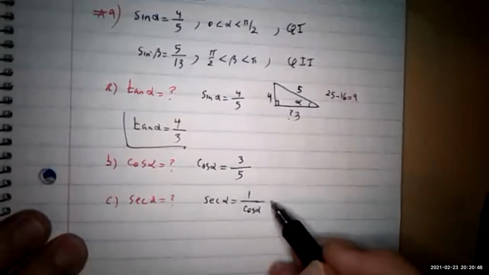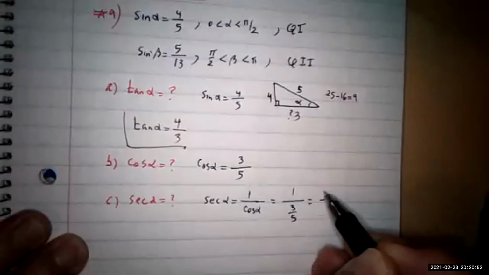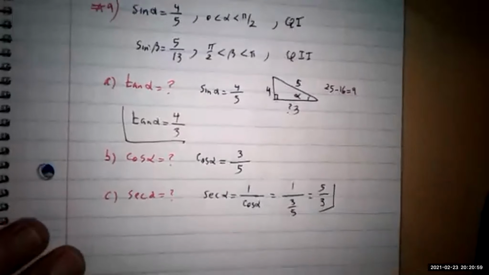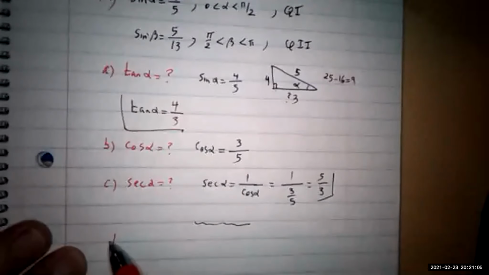Okay, the cosine is 3/5. 1 over 3/5, you flip it, 5/3. So that's going to be the secant of the alpha. Now they ask for the beta. So part D, they ask for the cosine of the beta.